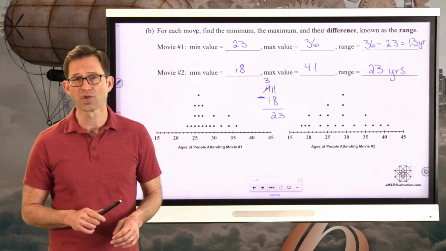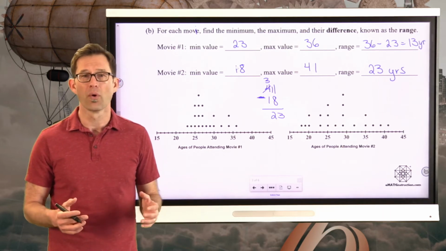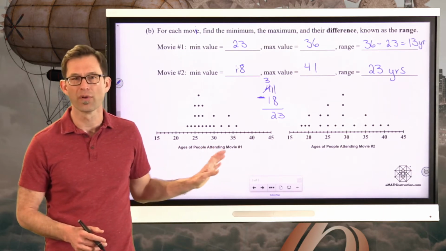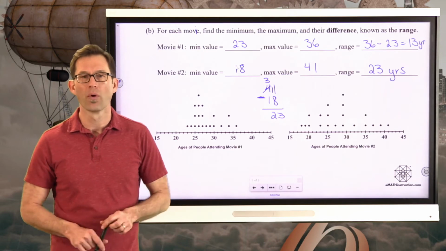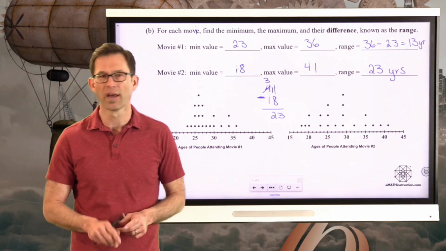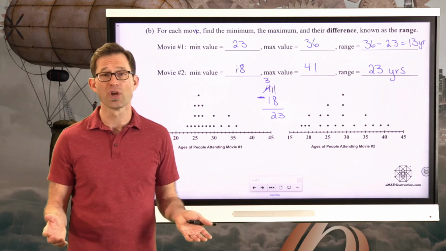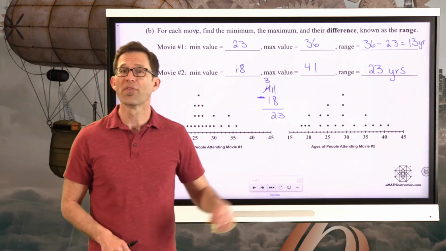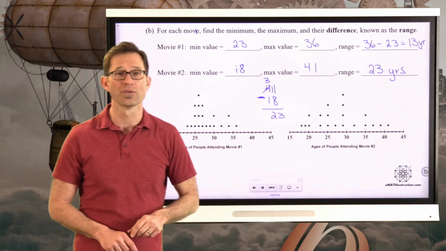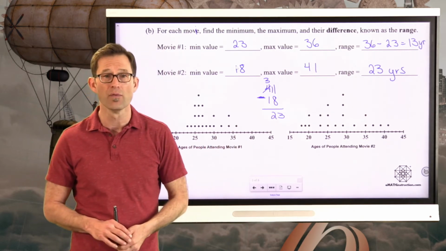If the statistical question was, how old are people, let's just confine ourselves to movie 1. How old are people that go to see this movie? Nice statistical question. You could say something like, well, the average age was 28 years old, but there was a range of 13 years in the ages of people that attended the movie.